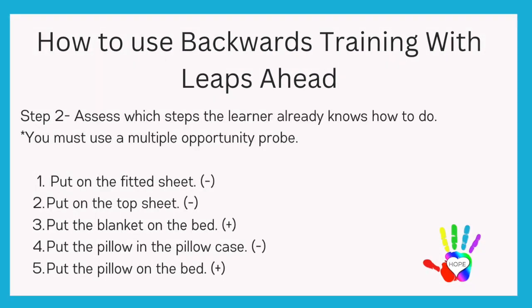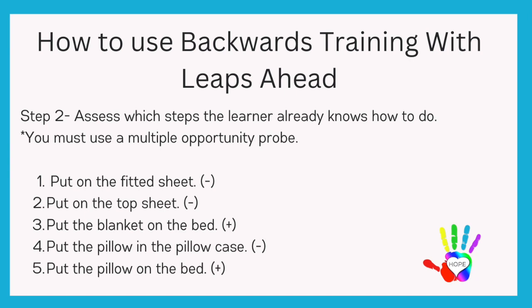The second thing you're going to do is assess which steps the learner already knows how to do. And we know when we're doing chaining, there's two ways we can assess the present performance of our learner: to use a single opportunity probe or multiple opportunity probe. With the single opportunity probe, as soon as they make a mistake, we assume they can't do the chain. We stop giving them any opportunities. We don't even have them finish the chain. And then we just go ahead and teach it.